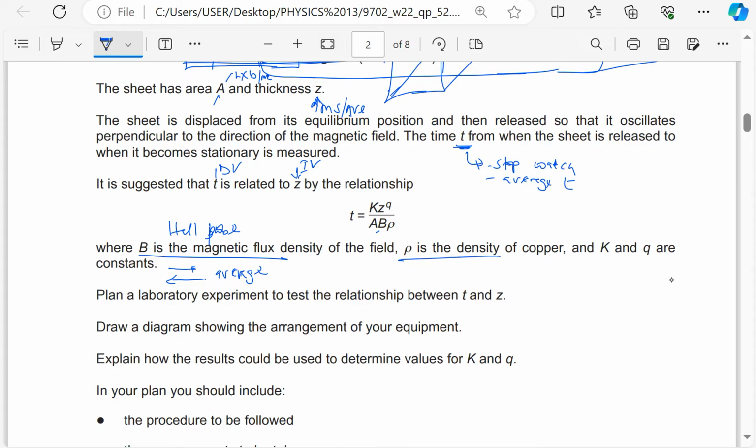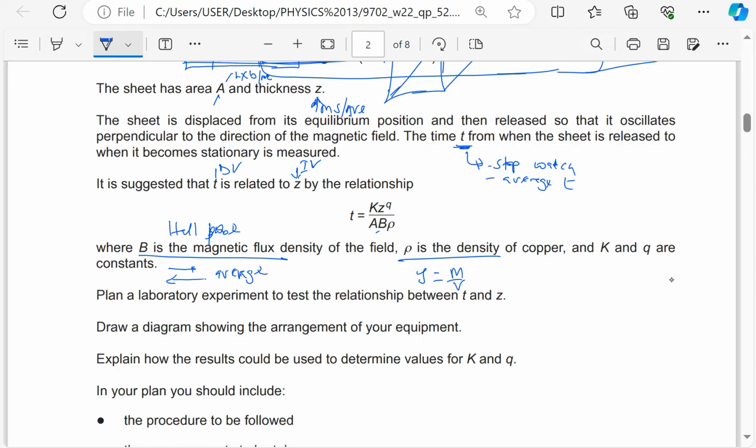Then ρ is the density of the copper. So since ρ is the density, and k and q are constants, ρ is going to be a constant, because the density, of course, is going to affect. If it is not kept constant, then it may affect the result. So I'll ensure that the density is constant, but density, remember, is also m over V.